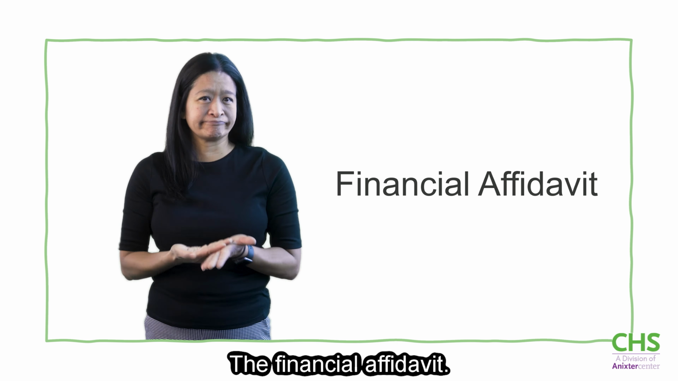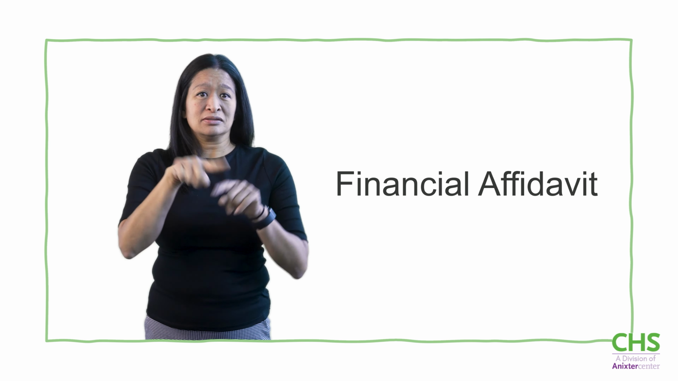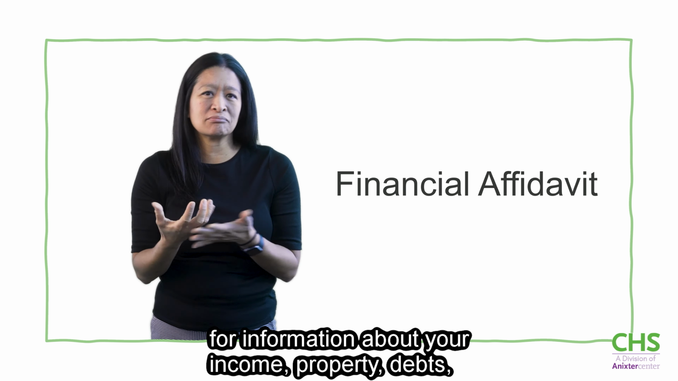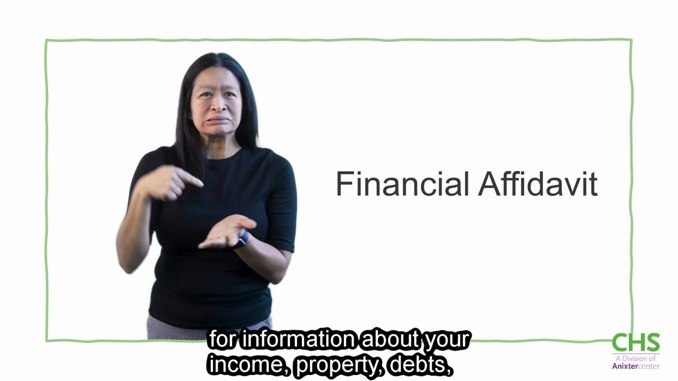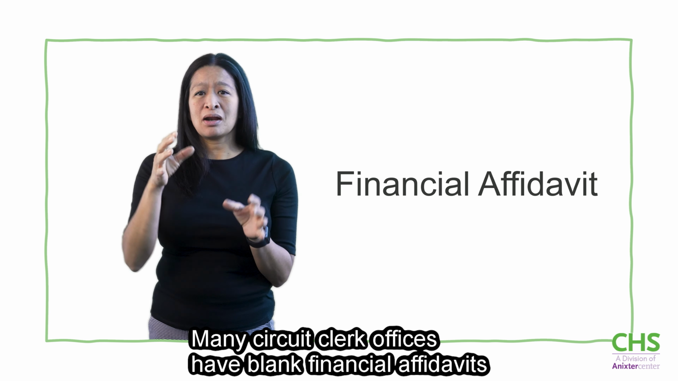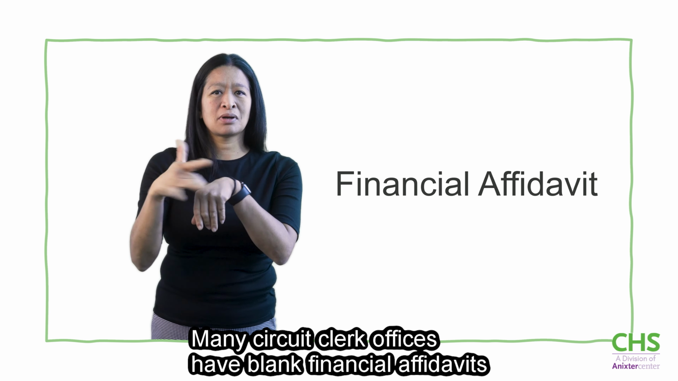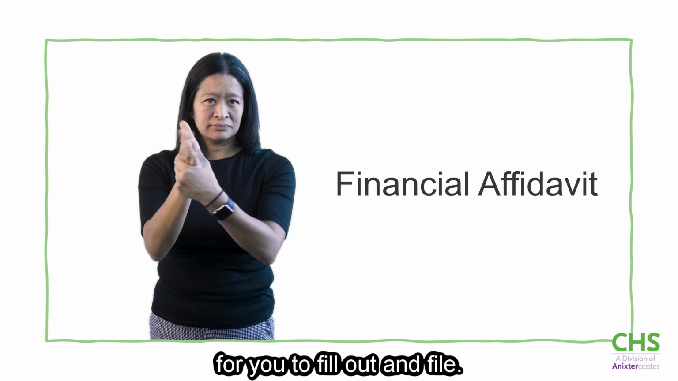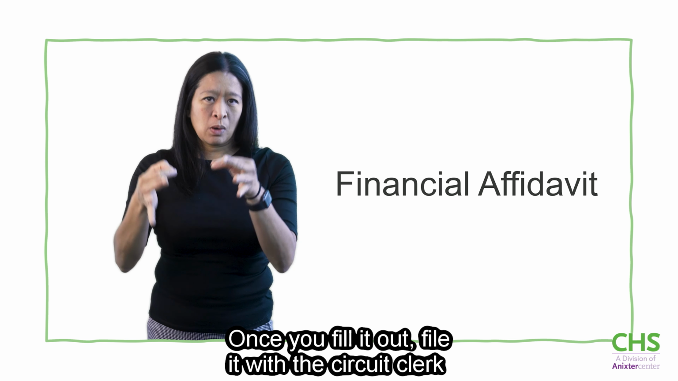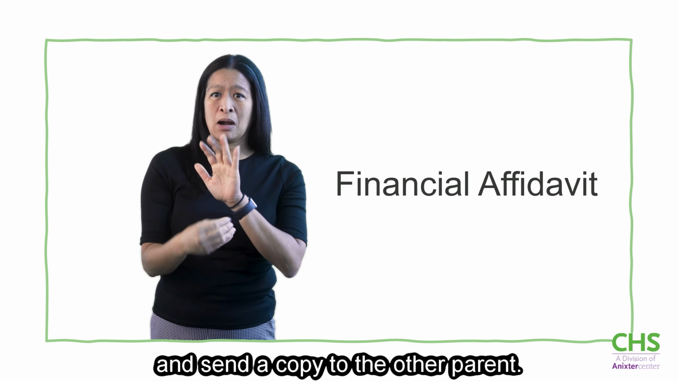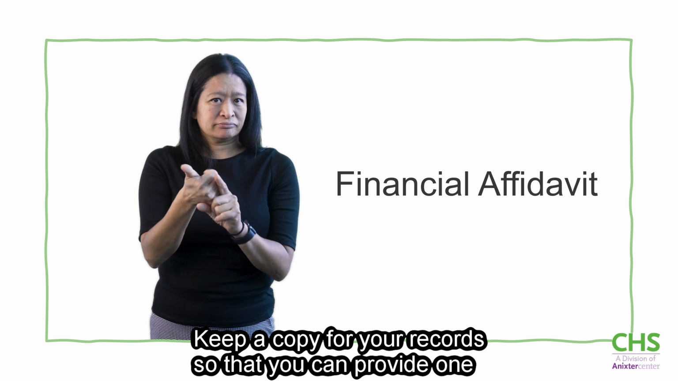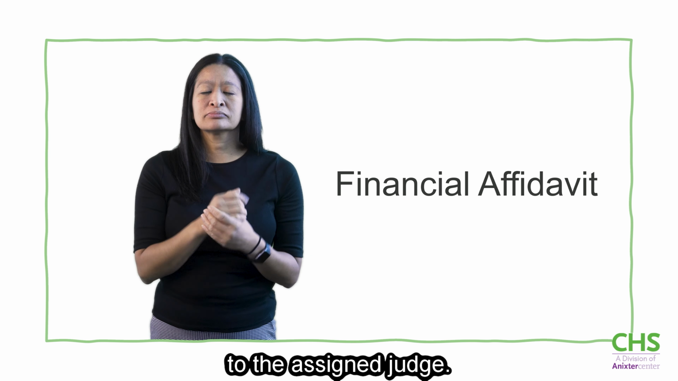The financial affidavit. These forms ask for information about your income, property, debts, monthly expenses, or assets. Many circuit clerk offices have blank financial affidavits for you to fill out and file. Once you fill it out, file it with the circuit clerk and send a copy to the other parent. Keep a copy for your records so that you can provide one to the assigned judge.